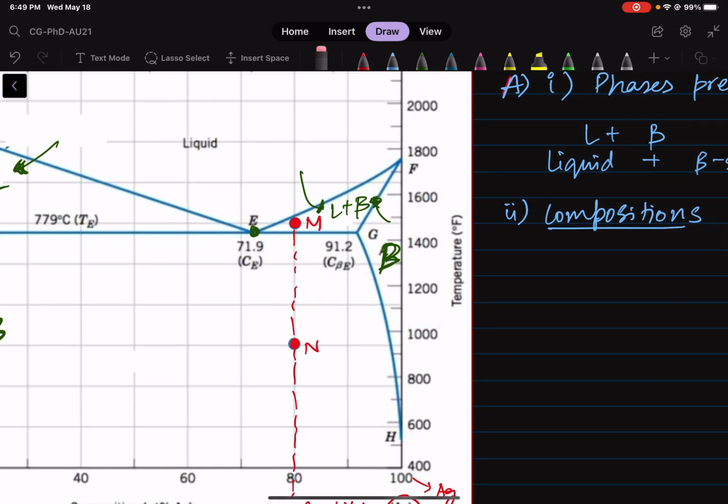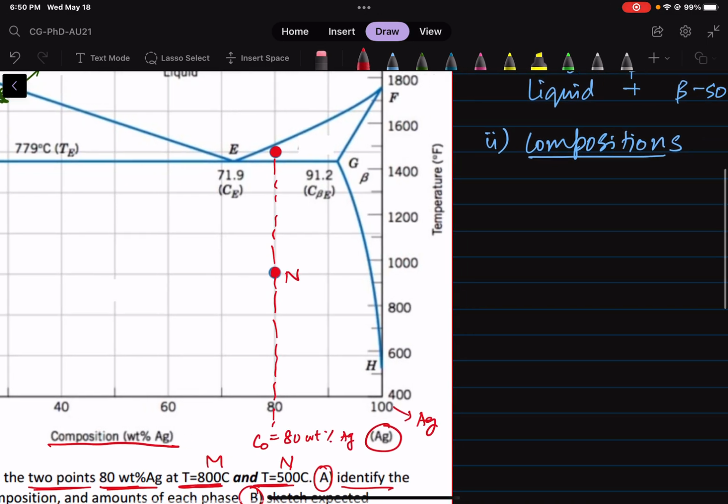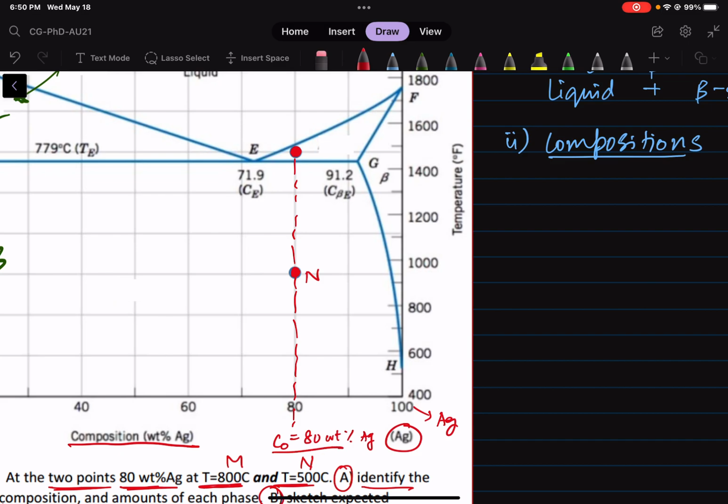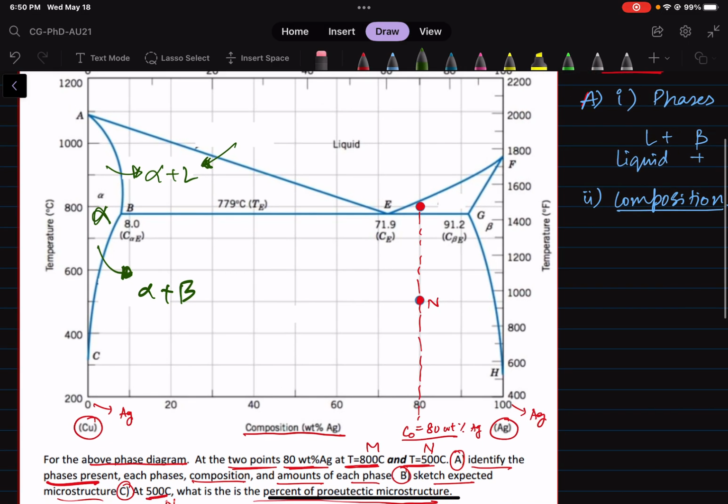So let's zoom in to the diagram. And now we know that it has liquid and beta phase. I'm going to erase this for now. So the C naught, or the initial composition, is given to us, which is 88%. And after this, you can draw a horizontal line. That's how you start working with the lever rule. So let's draw this horizontal line and let's see where it touches the liquidus line and the solidus line. So this line would be the liquidus line, and then this would be the solidus line, the beta solidus.